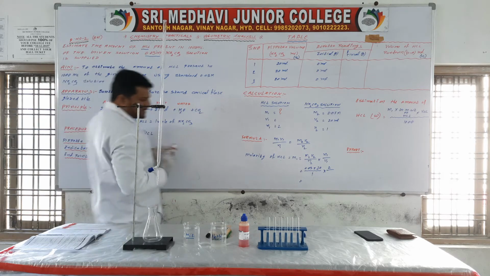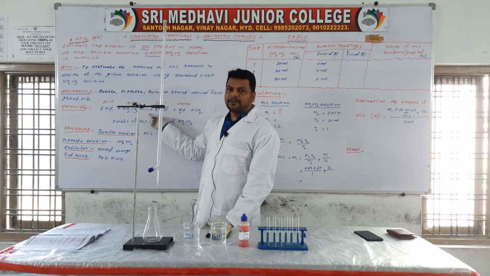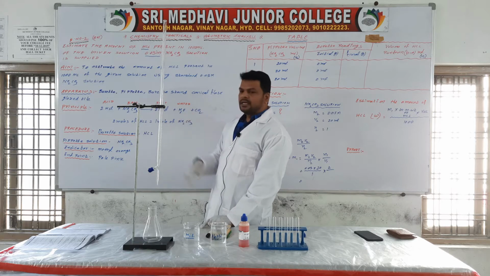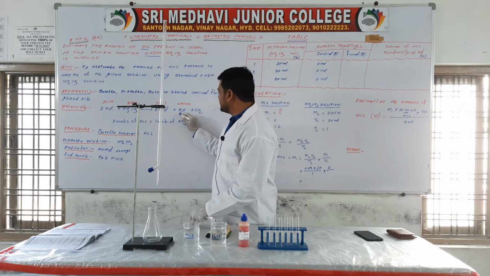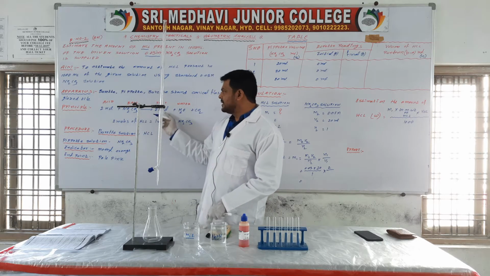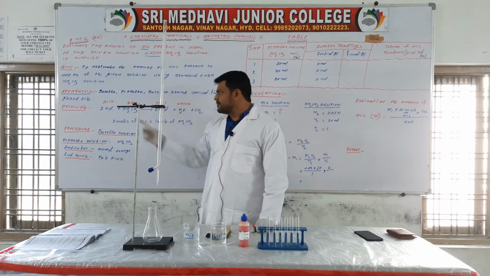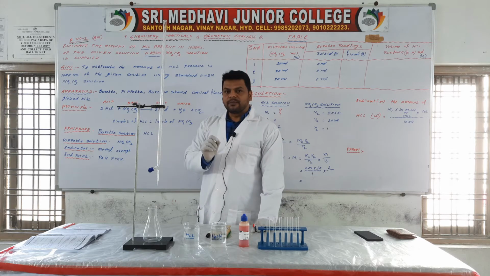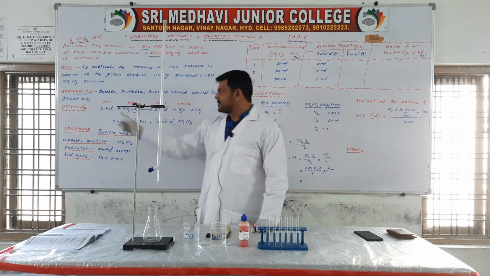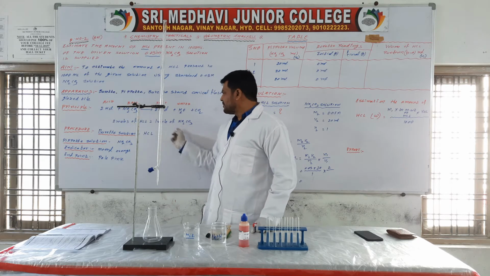Okay, see students here. From this data we have to write the principle. It is very important. So HCl plus Na2CO3 gives rise to NaCl plus H2O plus CO2. If you balance this, then 2HCl plus Na2CO3 gives rise to 2NaCl plus H2O plus CO2. So from this stoichiometric equation you have to know the number of moles. So what is its coefficient? 2. And what is its coefficient? 1. So 2 moles of HCl is equal to 1 mole of Na2CO3.